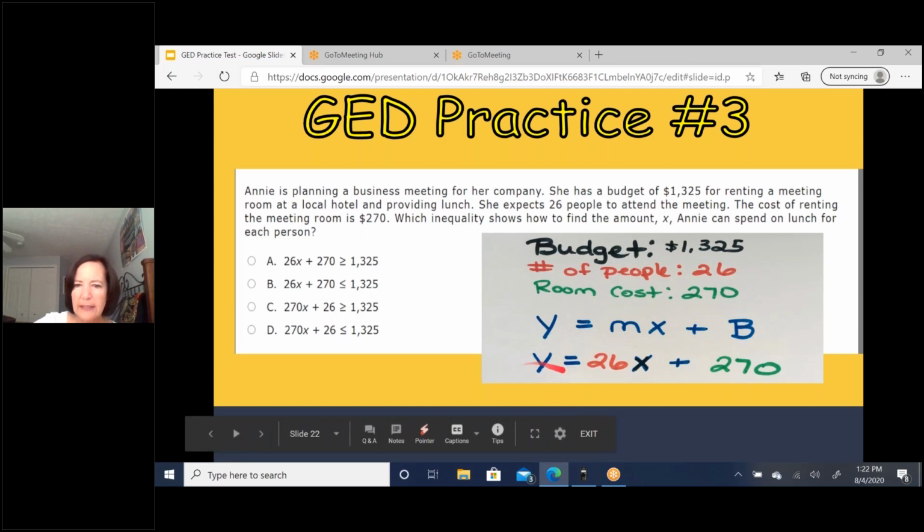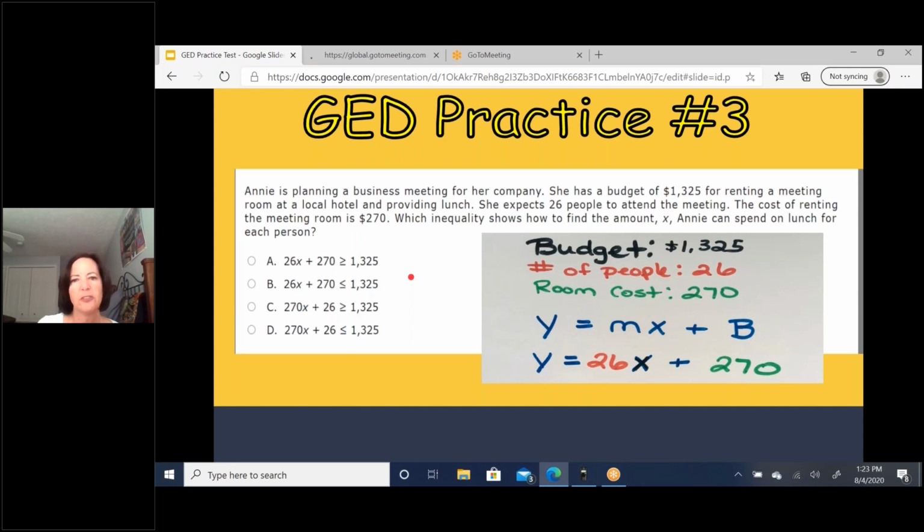So now we've got something that looks a little bit closer to our options, but we still have y as our dependent variable. This equation that we've come up with is a way that Annie could calculate the total cost that she's going to have to spend for a particular price for a lunch for that day.